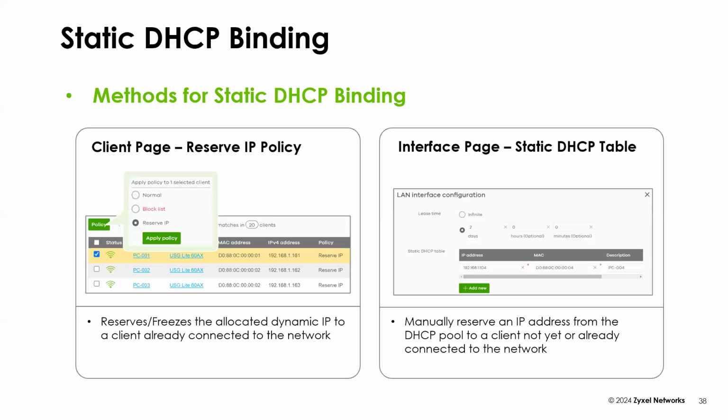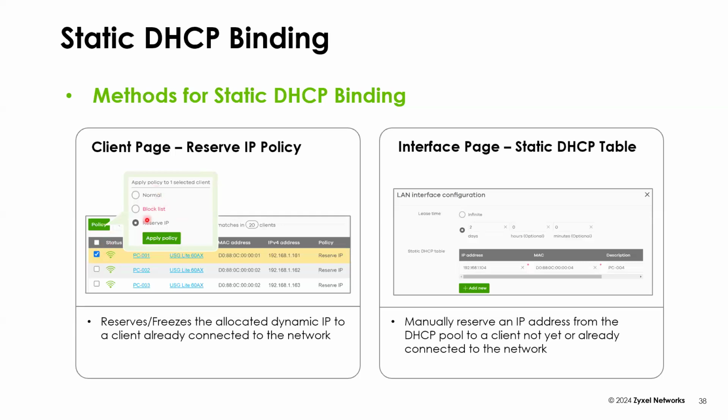So another area here which causes some confusion is static DHCP binding. Nebula gives you two ways to do this. They both have their own pros and cons. But if you're troubleshooting an issue with a device that's got a static IP, there are two different places to look to find out where the static IP setting is, based on how you've done it. Now, the easy way to do it is to go into the site device client page, where it lists all of the client devices that are currently or recently been on the network. You select them in the checkbox, and it will reserve whatever IP address they currently have.